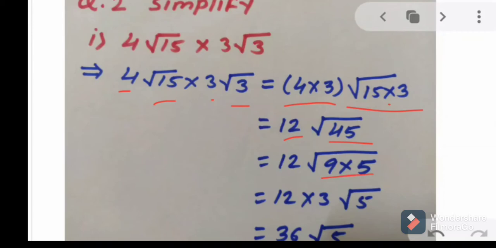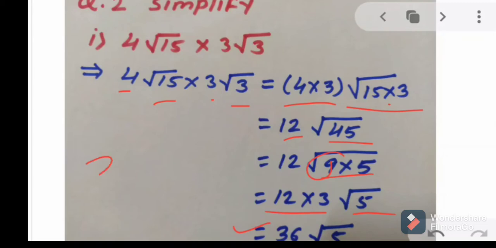Okay, friends. Now go to the second question, that is simplify or solve the following. Simplify 4 under root 15 into 3 under root 3.